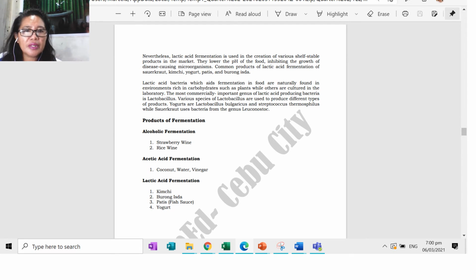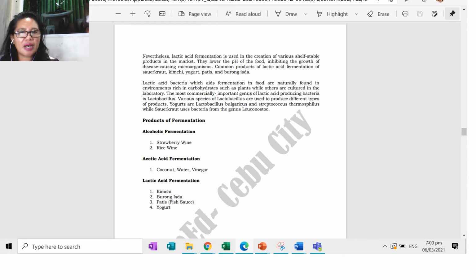Lactic acid bacteria, which aid fermentation in the food, are naturally found in the environment, in carbohydrates such as plants, while others are cultured in the laboratory. The most common commercially important genus of the lactic acid producing bacteria is Lactobacillus. Various species of Lactobacillus are used to produce different types of products.